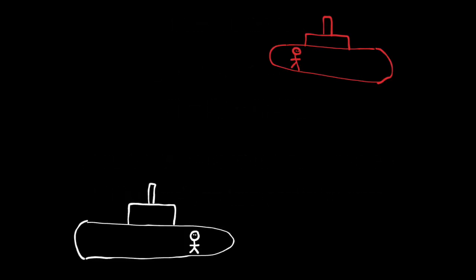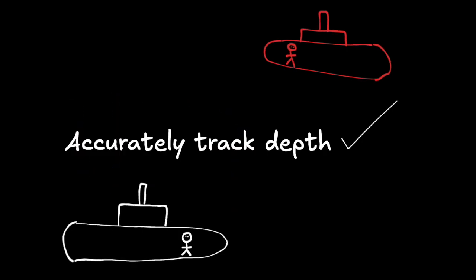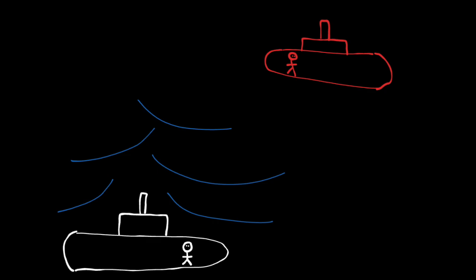Let's use the same example from earlier. Imagine you're deep underwater piloting a submarine through unpredictable ocean currents. Your goal is simple: accurately track your depth to avoid obstacles and navigate safely. However, two major challenges stand in your way. First, the ocean's movement is not entirely predictable. Currents can push your submarine slightly off course in ways you can't fully account for.